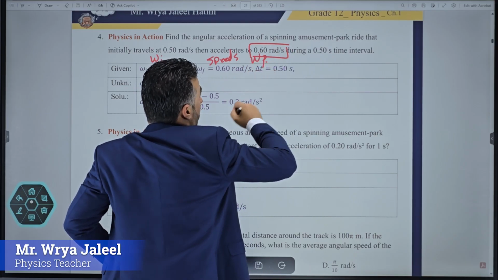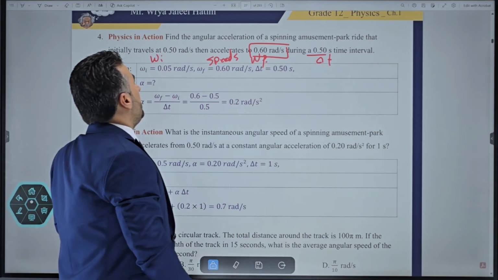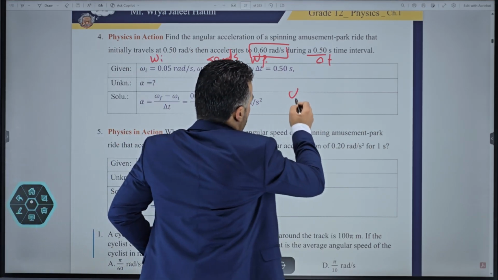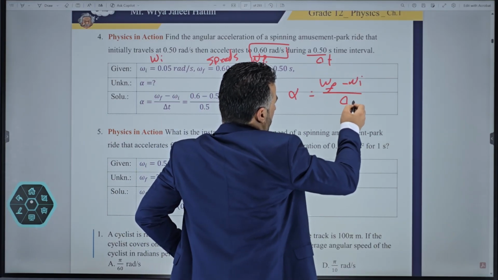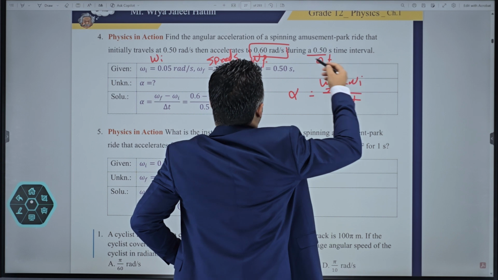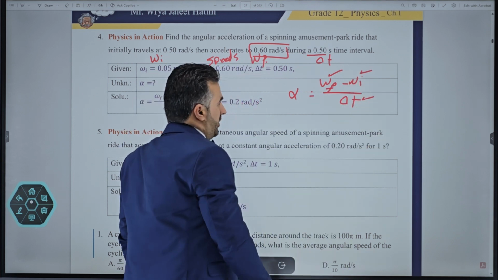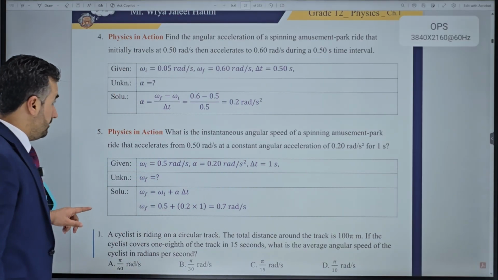So this is omega final. It says during this much time, so this is delta t, the interval. So find the angular acceleration. Angular acceleration, you know, is omega final minus omega initial divided by delta t. You have the final, which is 0.6, you have initial 0.5, and then you have the time, which is 0.5. Just do the math, you'll find the answer.